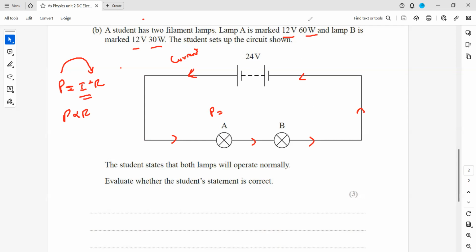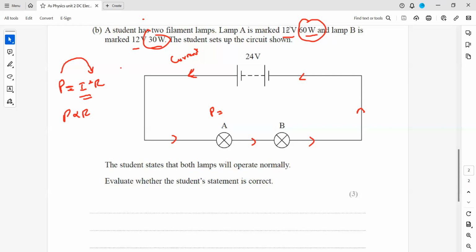So lamp A, the power is marked 60 watts, and for lamp B, it is marked 30 watts. As they have the same current, the potential will not divide equally in this case. Why will the potential not divide equally? Because lamp A has a lower resistance than lamp B.